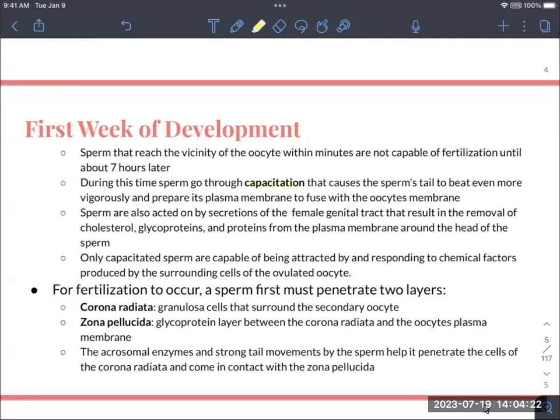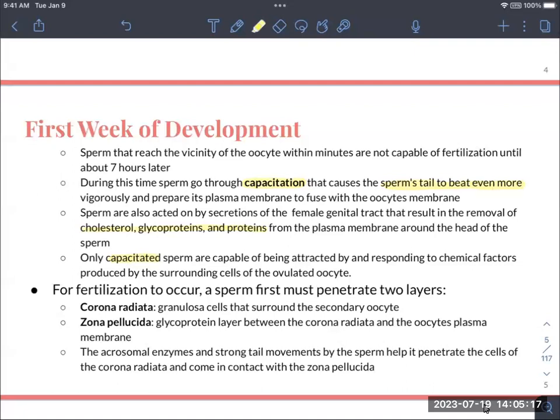Sperm are going to go through capacitation. Their tail first beats even more vigorously. It's trying to get itself ready to get to that oocyte and fuse with that oocyte. There are different secretions in that female genital tract that remove cholesterols, glycoproteins, and proteins from the plasma membrane around the head of that sperm. Only sperm that have been capacitated are attracted and respond to these different chemical factors being given off by this secondary oocyte.